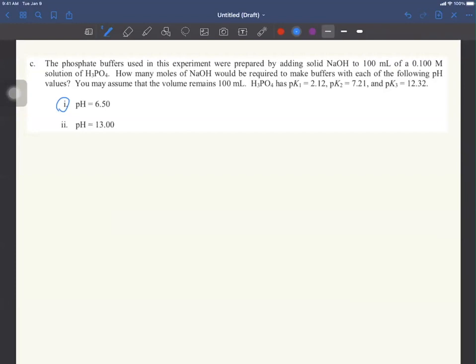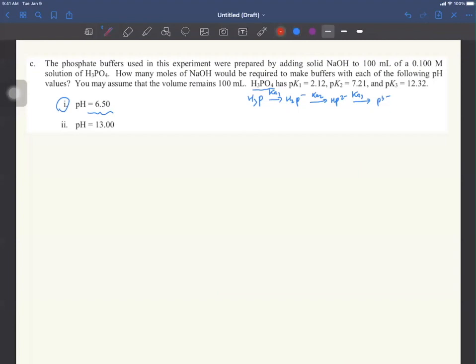Now suppose the phosphoric acid is H3PO4. So we'll have H3PO4 to H2PO4 minus, corresponding to Ka1, to HPO4 2 minus, corresponding to Ka2, and finally to PO4 3 minus, corresponding to Ka3. So pH 6.5 is very close to the pKa2.